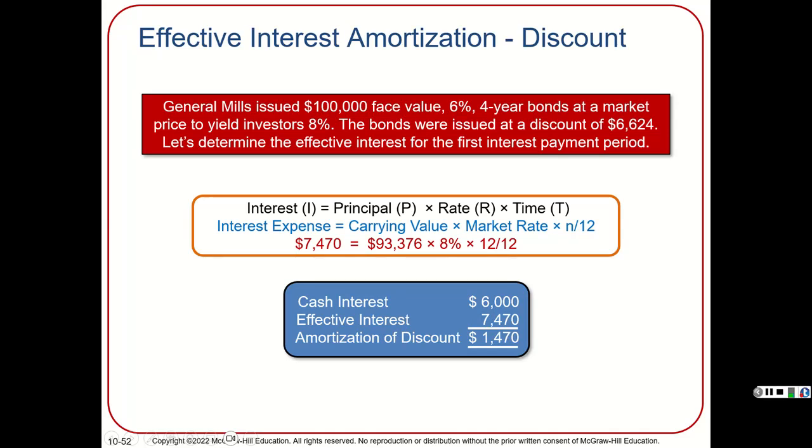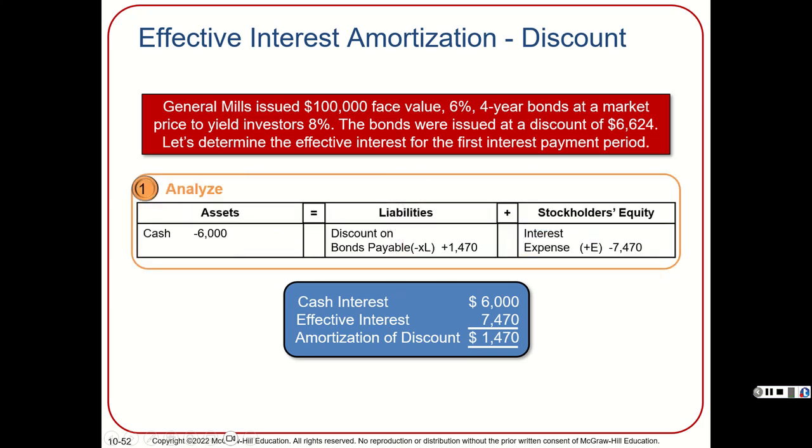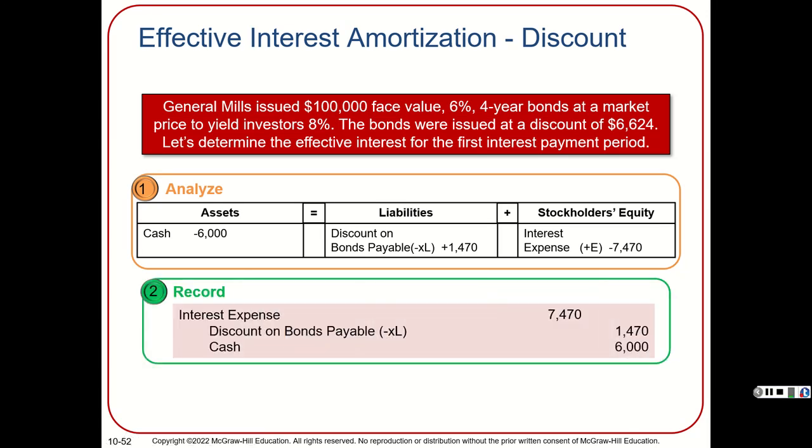So here is the discount. The market rate at the time was 8%. So that's how they came up with the 7,470. The 93 times the 8% times 12 over 12, or 1 year, was the 7,470. Same thing. 7,470, your discount is being decreased, your same cash payment is made.